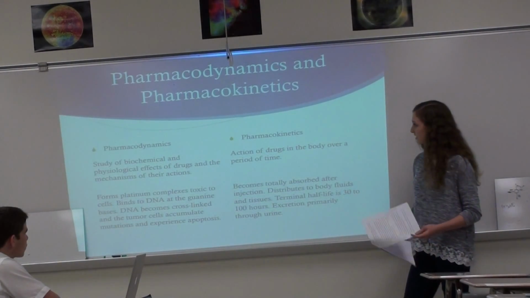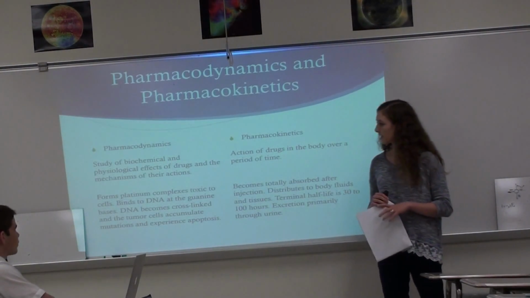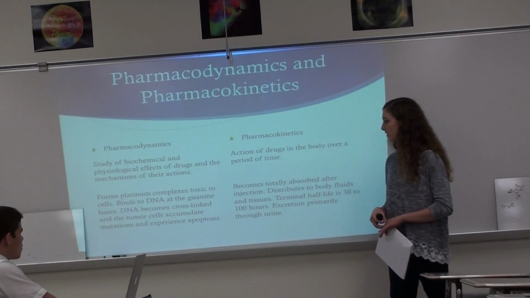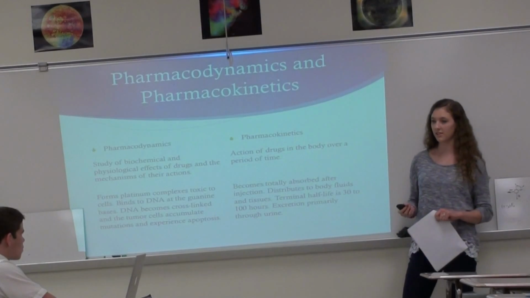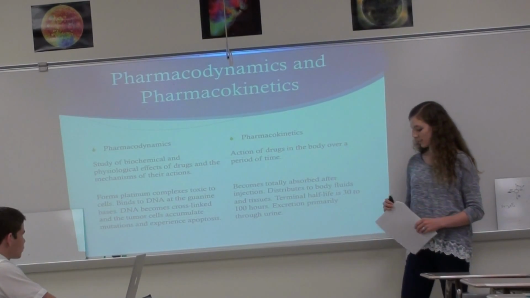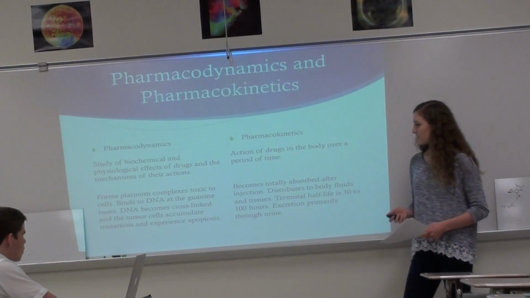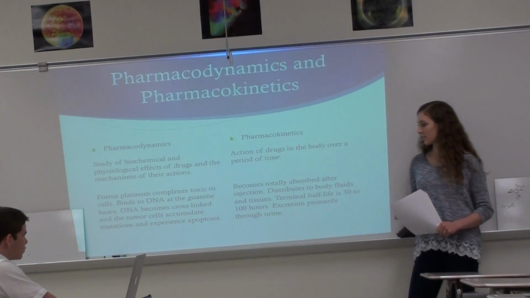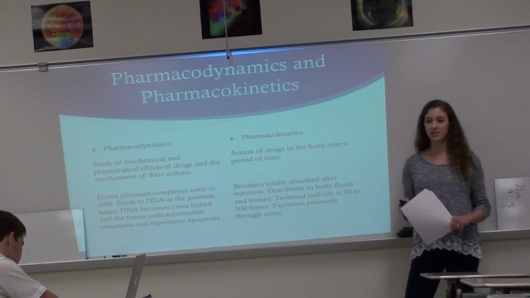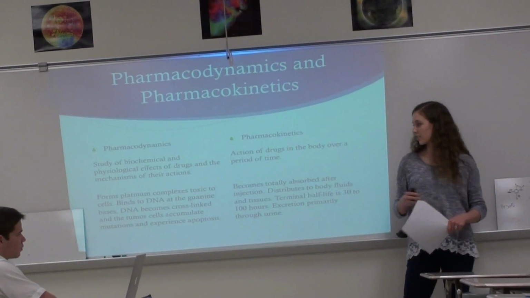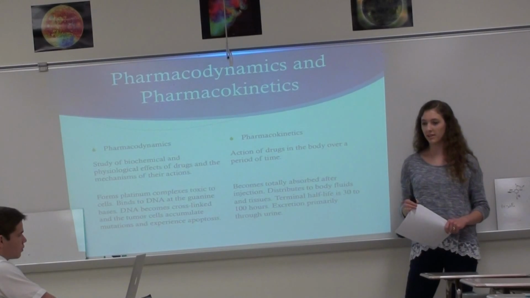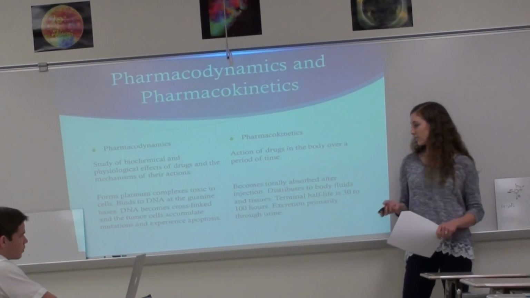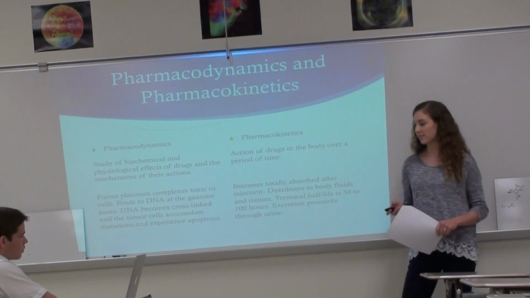Pharmacodynamics and pharmacokinetics of cisplatin. So pharmacodynamics is the study of biochemical and physiological effects of drugs and the mechanisms of their actions. So essentially this is the effect the drug has on the body. For cisplatin, it moves through cell membranes and forms platinum complexes that are toxic to the cells, and then it binds to the DNA at the guanine bases. This causes the DNA to become cross-linked, resulting in many mutations. So when the repair mechanisms are activated, they deem the cell unsalvageable, so this results in apoptosis or systematic cell death.